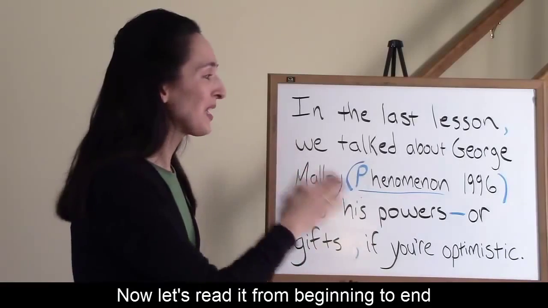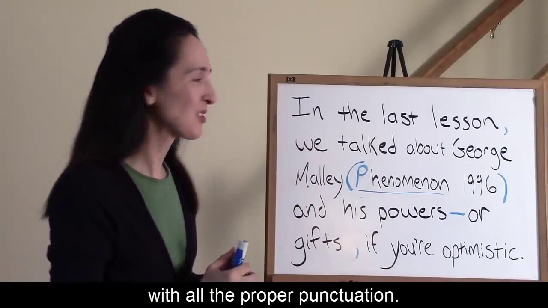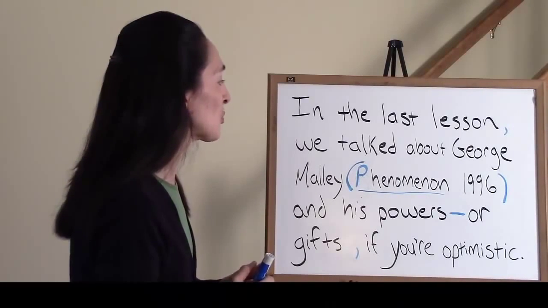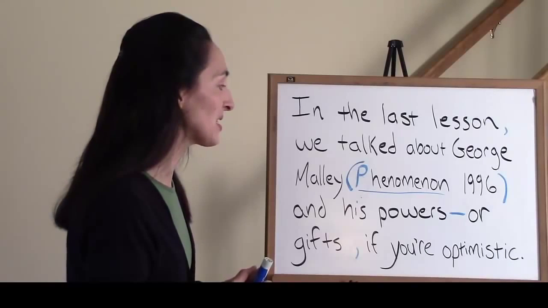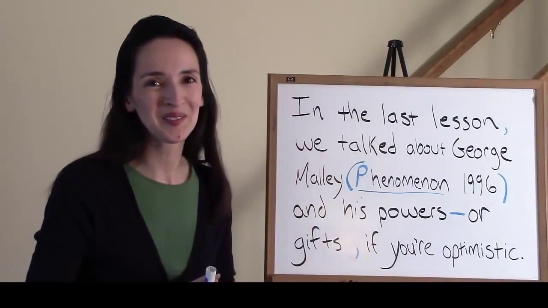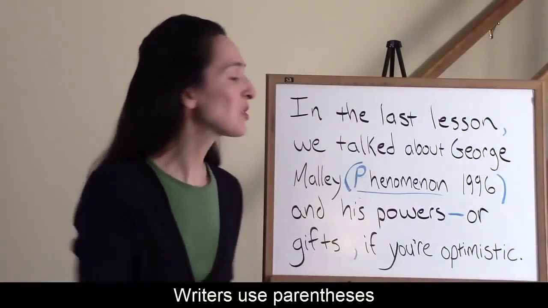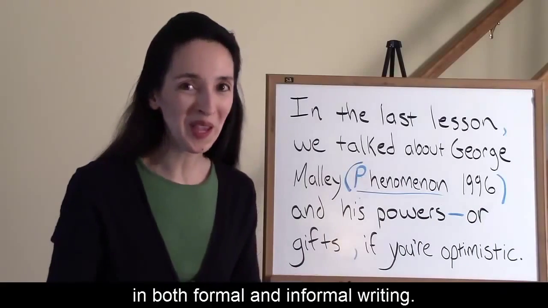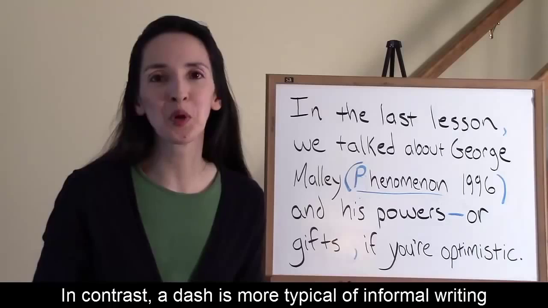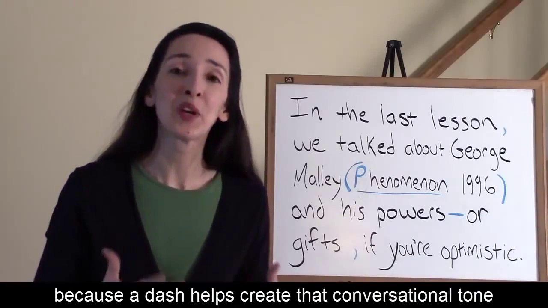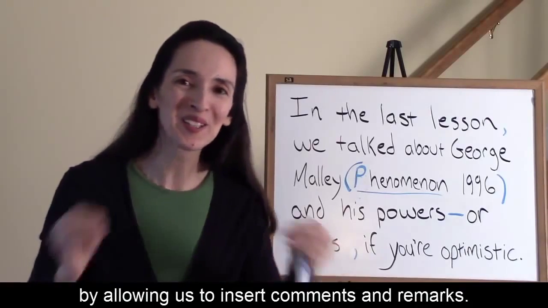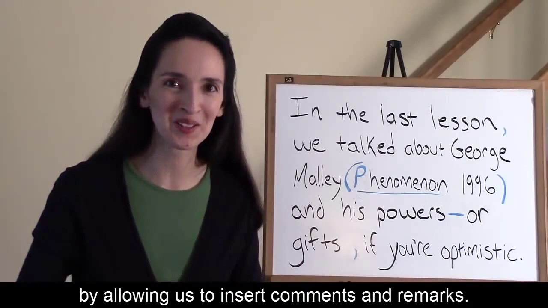Now let's read it from beginning to end with all the proper punctuation. In the last lesson, we talked about George Malley (Phenomenon, 1996) and his powers, or gifts if you're optimistic. Writers use parentheses in both formal and informal writing. In contrast, a dash is more typical of informal writing because a dash helps create that conversational tone by allowing us to insert comments and remarks.